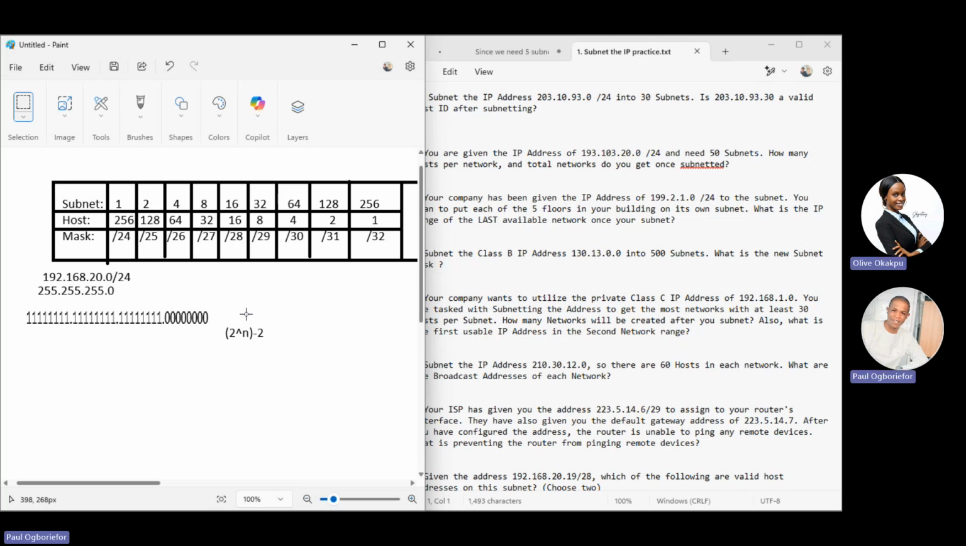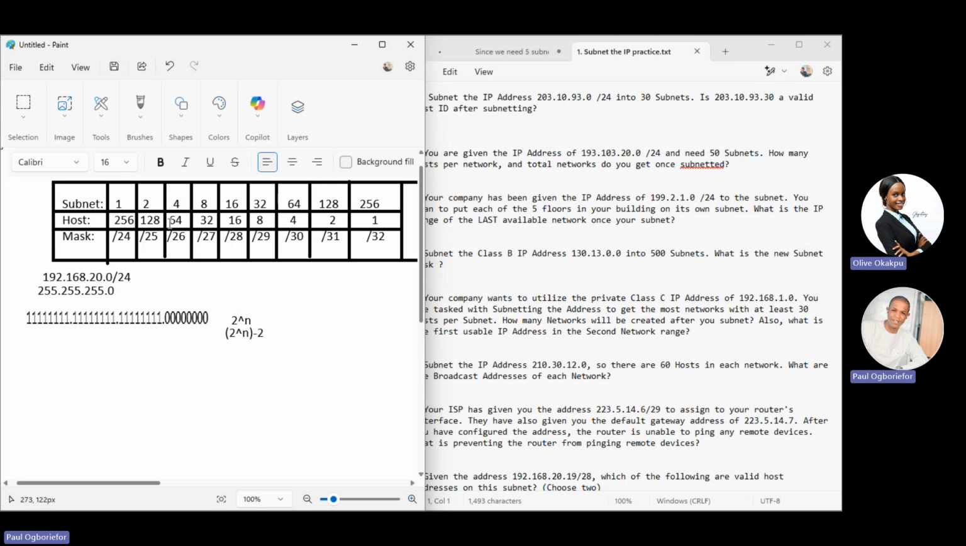Now, where this -2 comes in: the total number of hosts is 2 raised to the power of n, as simple as this. The assignable or the usable is this minus 2. This -2 comes in because one is for the broadcast and one is for the network ID. Remember that the first address and the last address, you cannot use them. So that is where this -2 comes in.